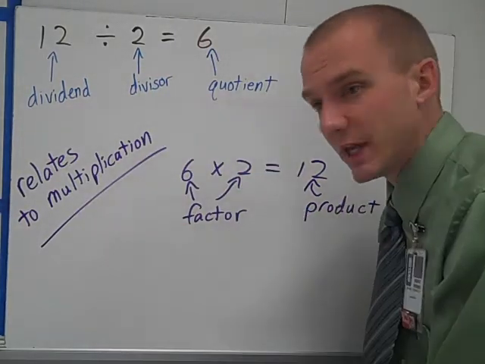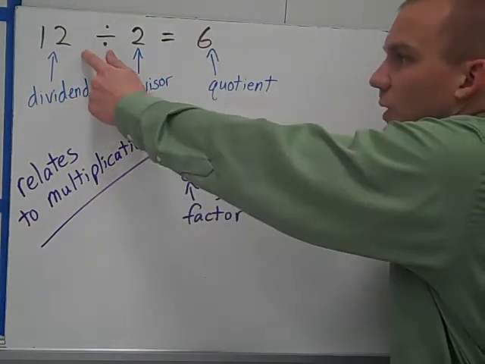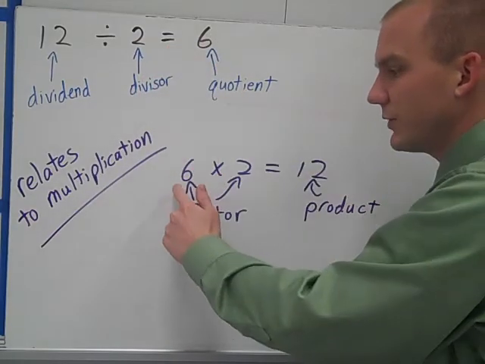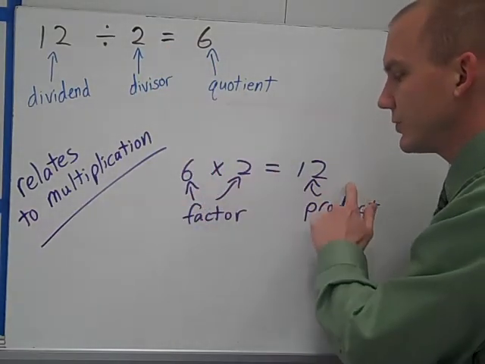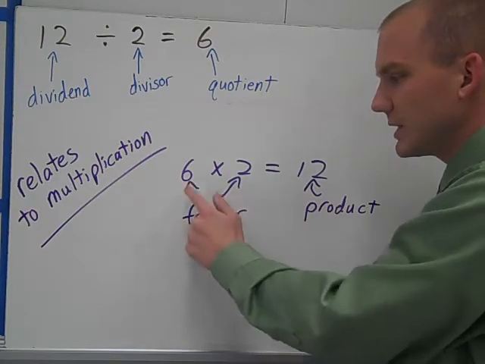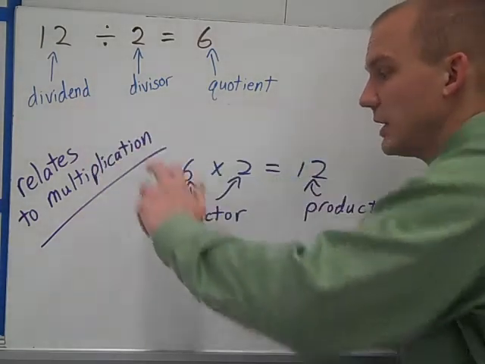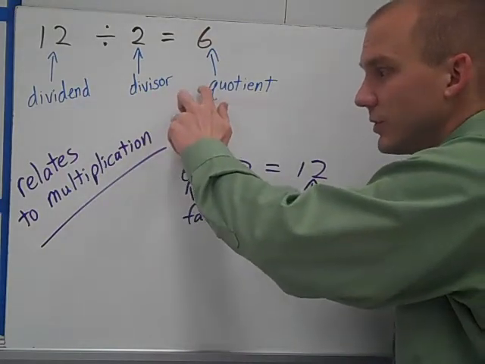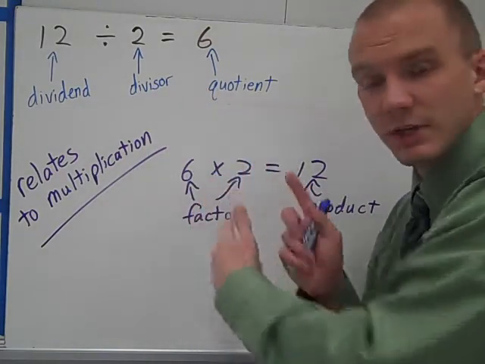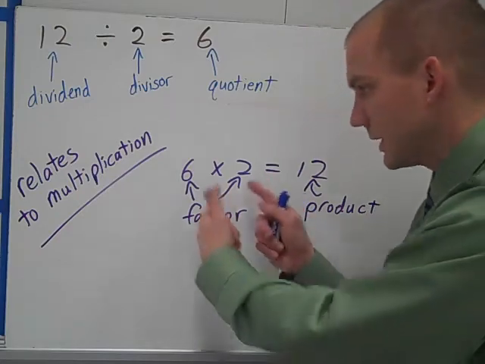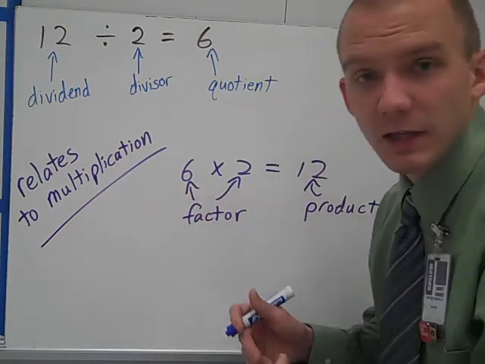This relates to multiplication in that 12 divided by 2 equals 6. Well, we also know that 6 times 2 equals 12. You have your factors, 6 and 2, and then your product of 12. The product becomes your dividend. The factors can become your divisor or your quotient, and you can flip them around, just like in multiplication. Let's look at a fact family.